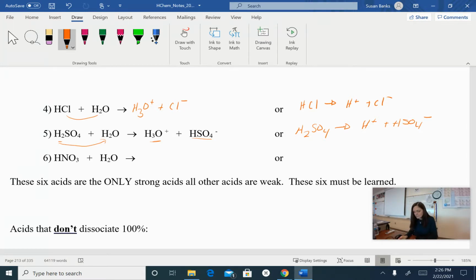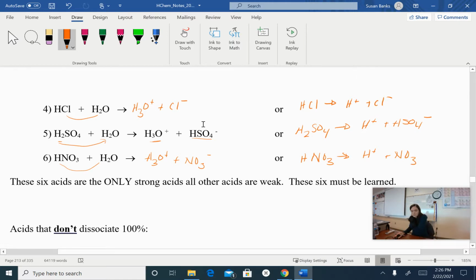And then nitric acid, we have the hydrogen joining the water to make the hydronium ion, and the nitrate ion would be left by itself, or simplified, nitric acid going to make hydrogen and the nitrate ion.